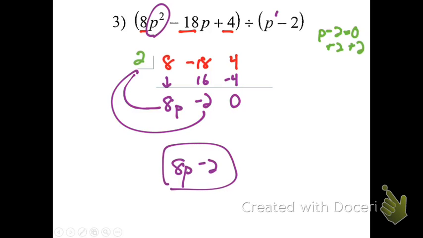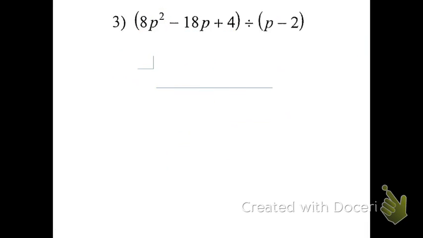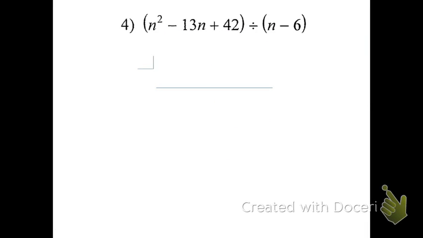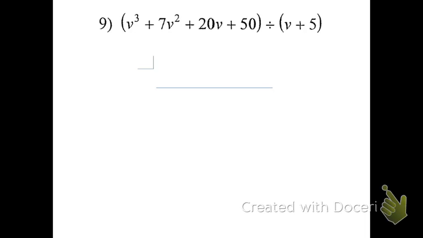For credit for homework, you're going to have to show me the box and all that work right there. That's really all you have to do. I do need to see this as well. All right, number 4. Actually, no, we're going to skip number 4. Let's go on down to number 10.